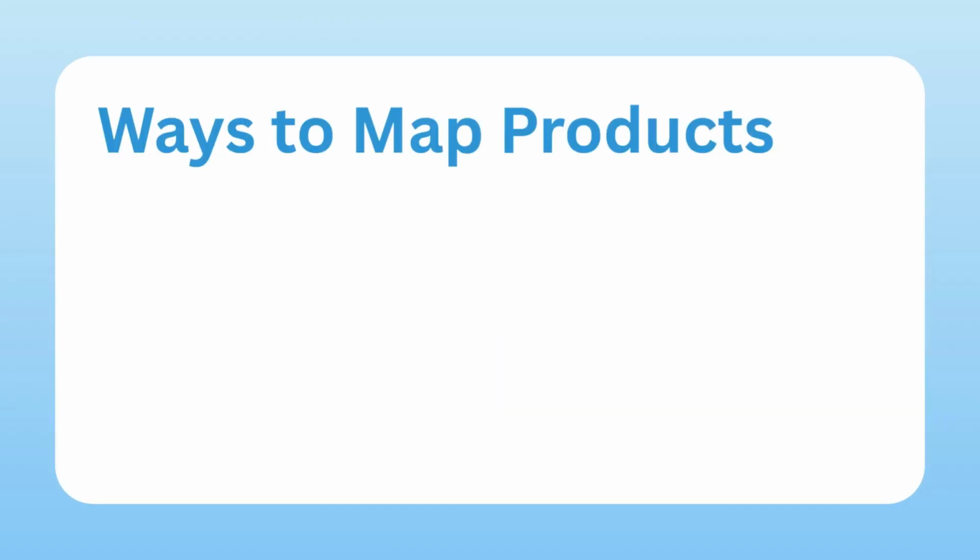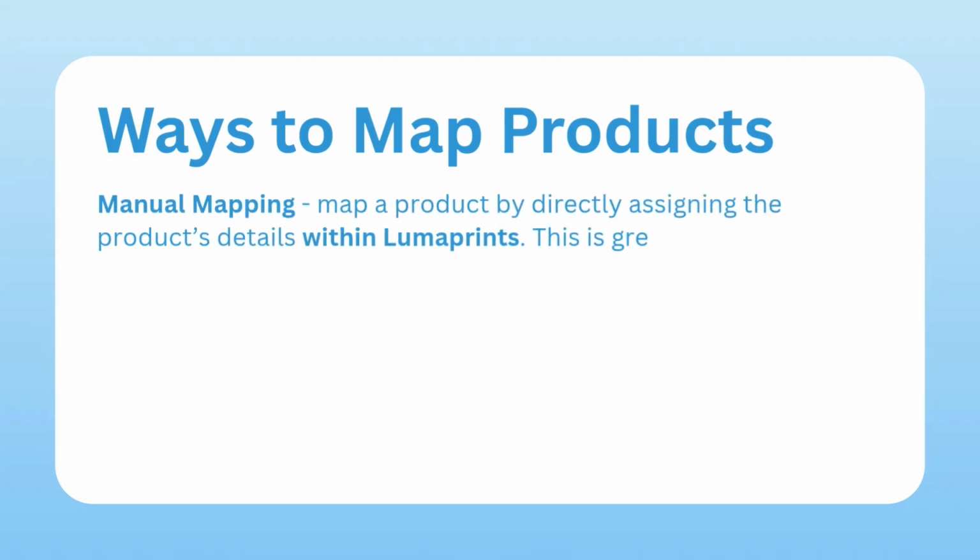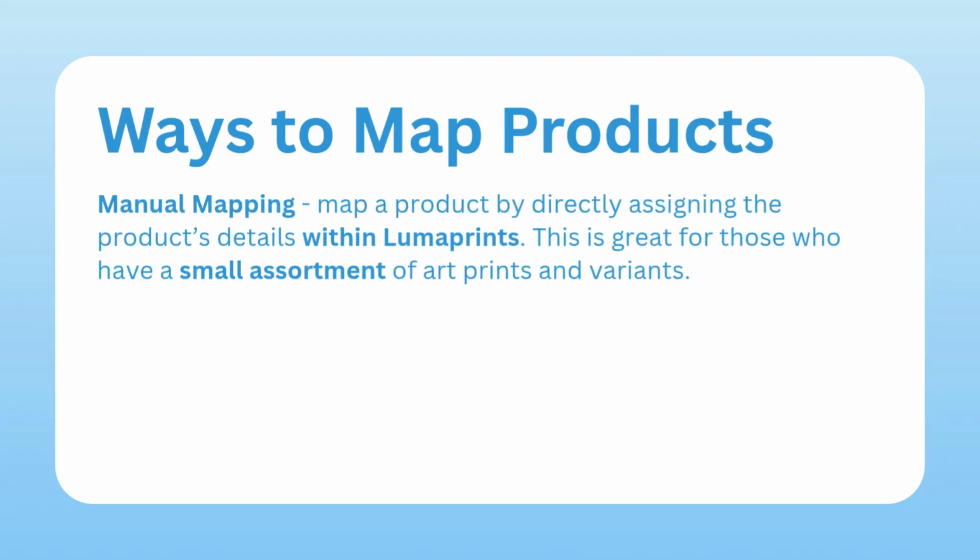Ways to map. Now that we have an understanding of mapping a product with Lumaprints, let's go over the ways you can map. There are two ways to map a product with Lumaprints. Manual mapping, meaning you can map a product by directly assigning the product's details within Lumaprints. This is great for those who have a small assortment of art prints and variants.